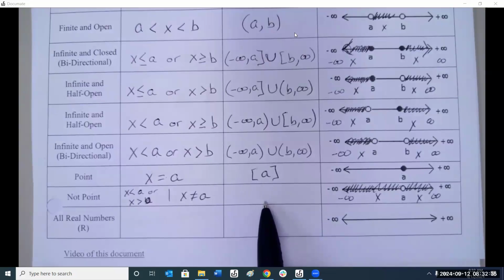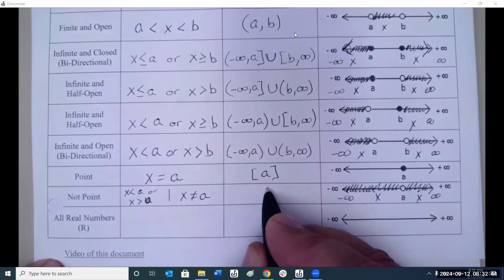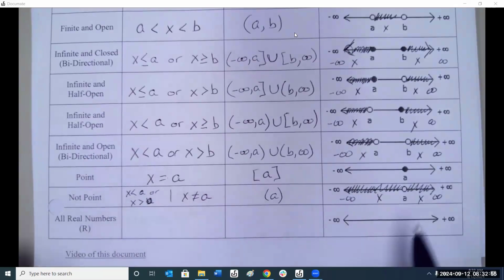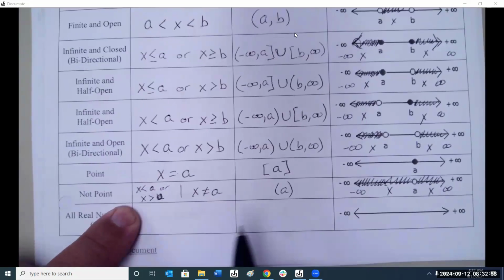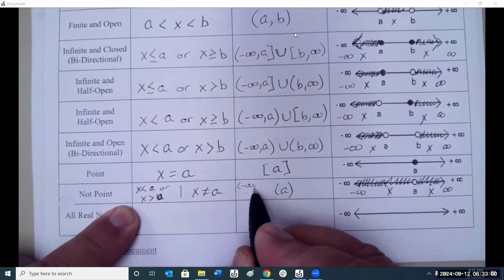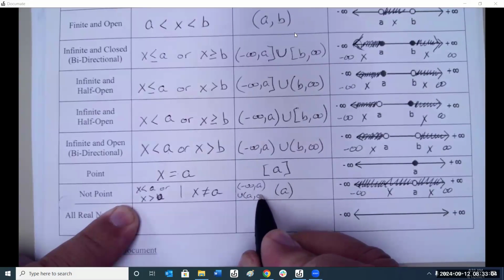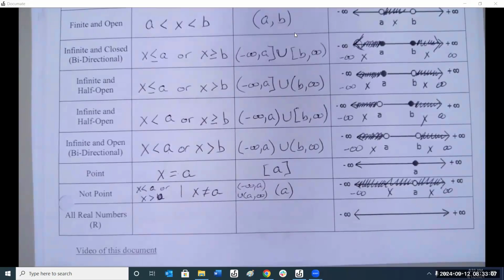So what would your interval notation look like? Very good. a in parentheses. This simply means I cannot use a. I can use anything else, but I can't use a. But if you didn't see that, we could have done it the same way we did this one: negative infinity to a, union a to infinity. We could have done that also.